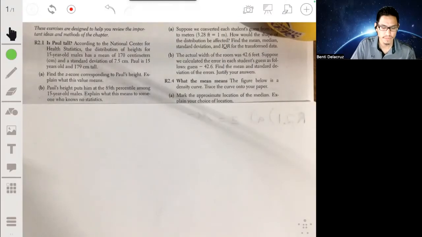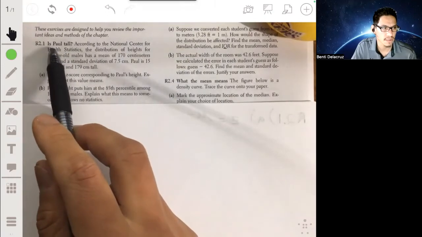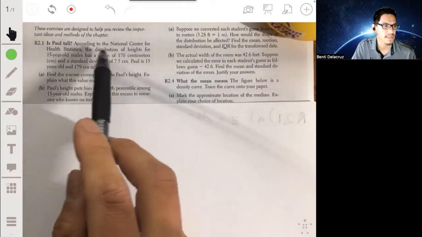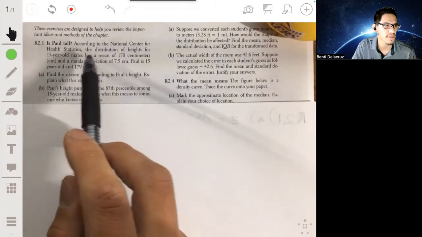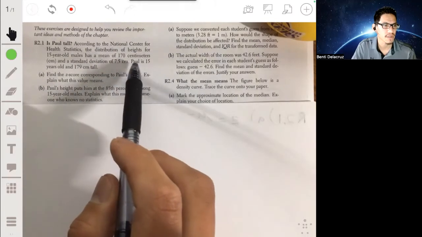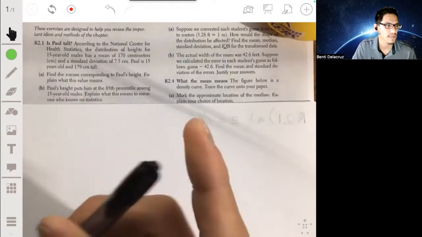All right, so in this first problem, we have a question: how tall? Well, according to the National Center for Health Statistics, the distribution of heights for 15-year-old males has a mean of 170 centimeters and a standard deviation of 7.5 centimeters. Paul is 15 years old and 179 centimeters tall.